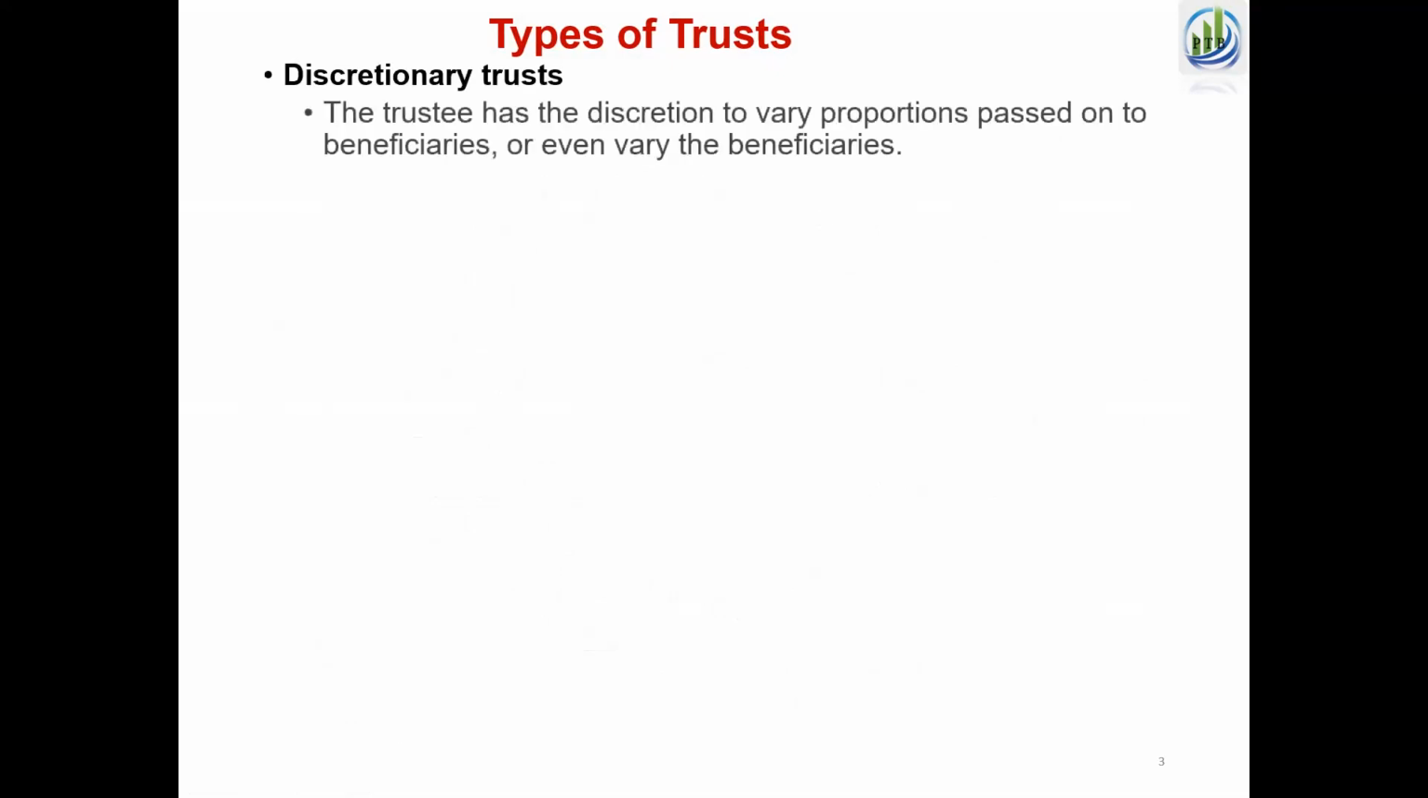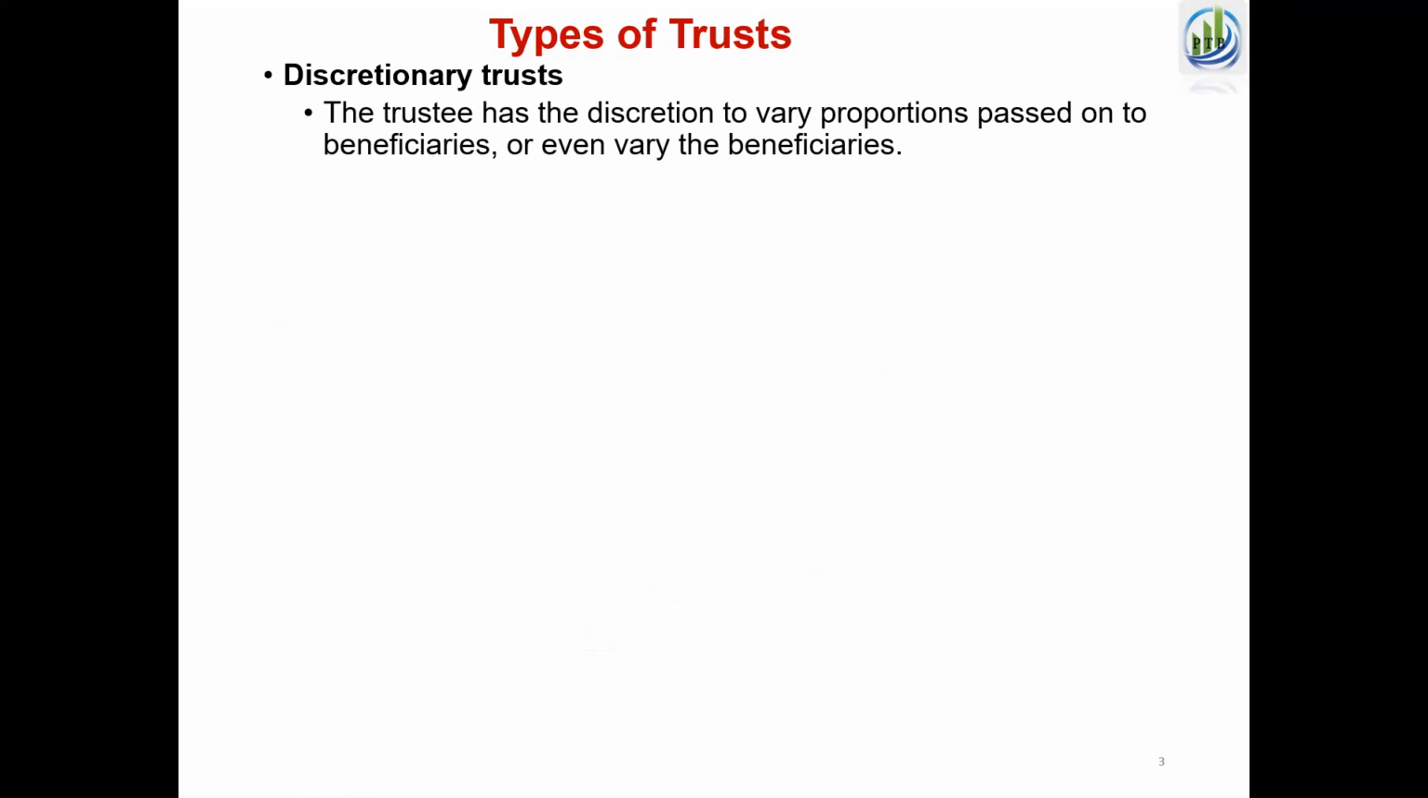Now we will move into types of trust. There are different types of trust available for different reasons, so we will see them one by one. One very famous one is the discretionary trust. A discretionary trust means the trustee has the power to determine how much he wants to distribute between beneficiaries. It clearly says at the top of the trust deed, this is a discretionary trust.